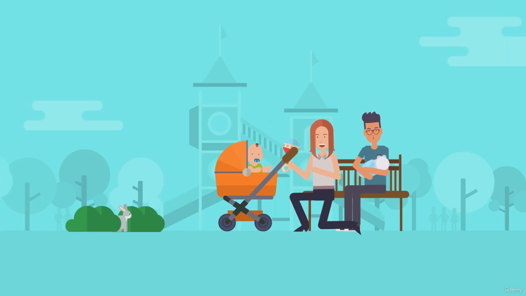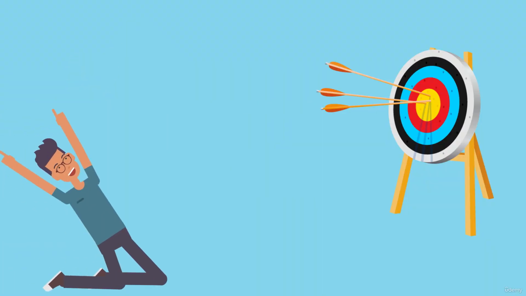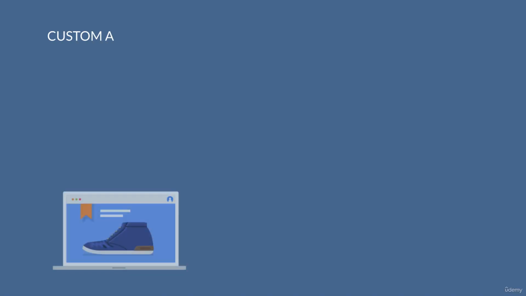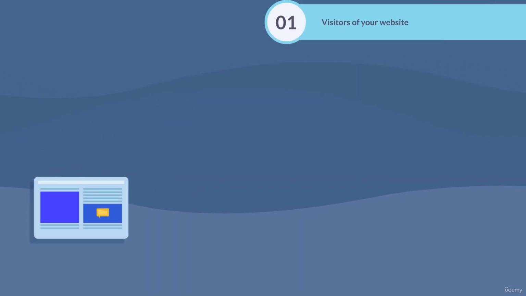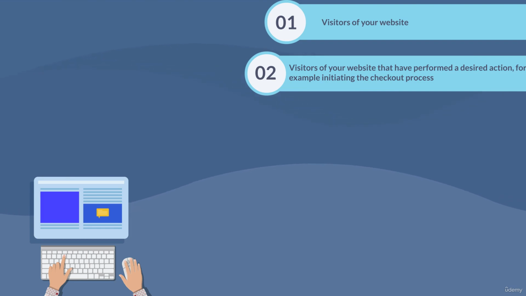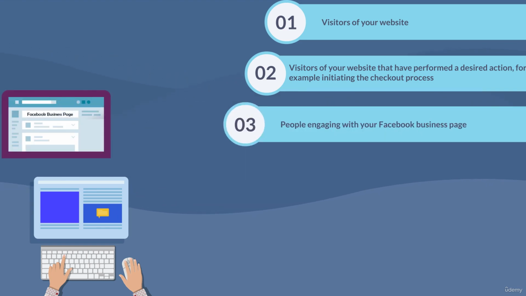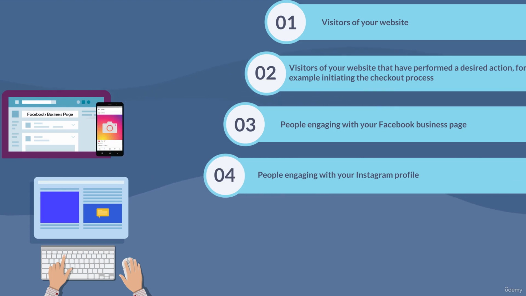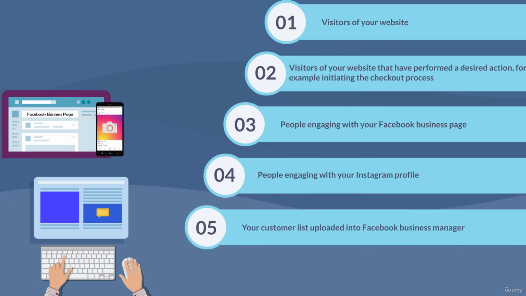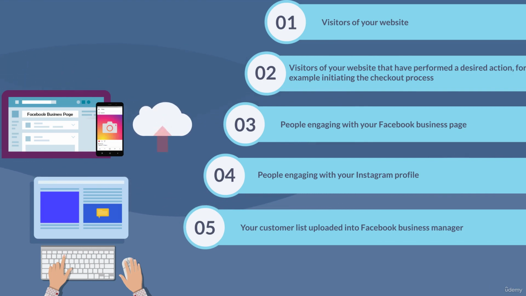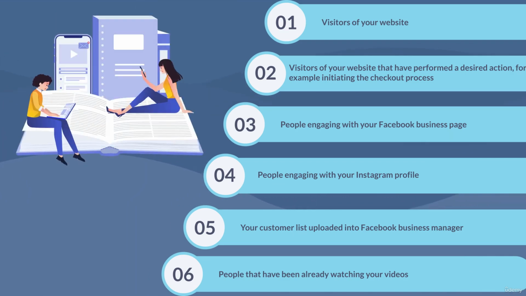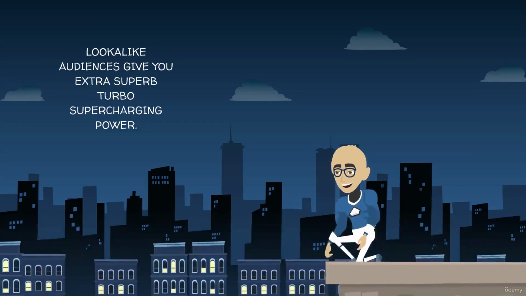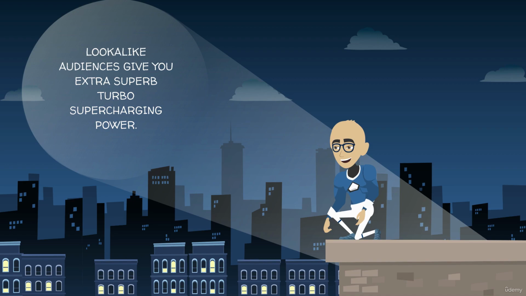During the consideration phase, your targeting is more precise. You can also use the power of custom and lookalike audiences. Custom audiences are very powerful because they can help you to retarget, number 1, visitors of your website, number 2, visitors of your website that have performed a desired action, for example, initiating the checkout process, number 3, people engaging with your Facebook business page, number 4, people engaging with your Instagram profile, number 5, your customer list uploaded into Facebook Business Manager, and number 6, people that have already been watching your videos. You'll get much more about custom audiences throughout the course.